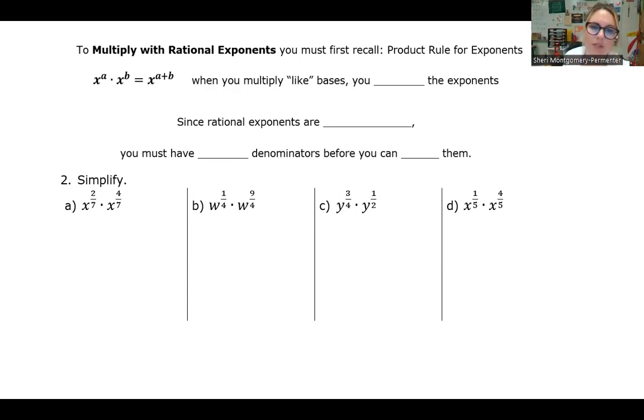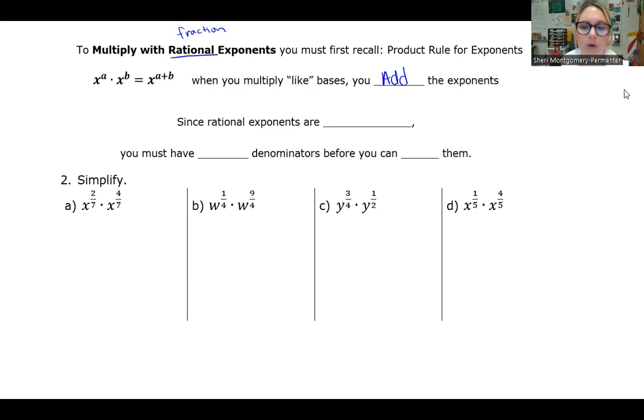So down at the bottom, to multiply with rational expressions, and remember that rational just means fraction. You must first recall the product rule for exponents. So these are exponents, and when you have exponents with like bases, when you multiply the bases, you have to add the exponents. So when you multiply like bases, you will add the exponents.